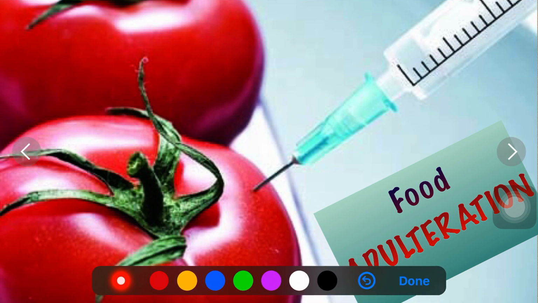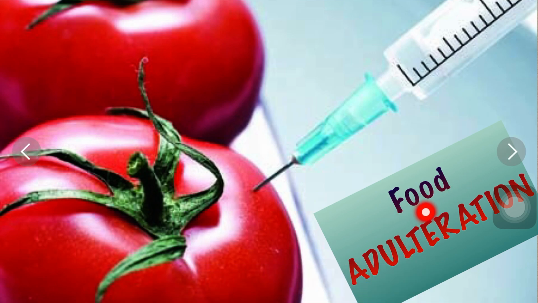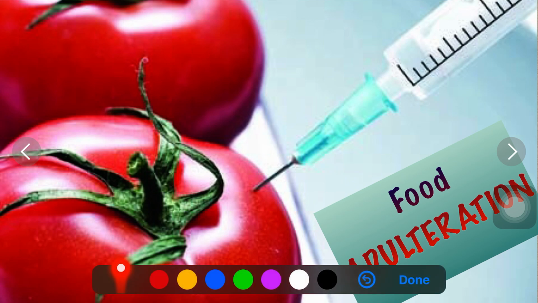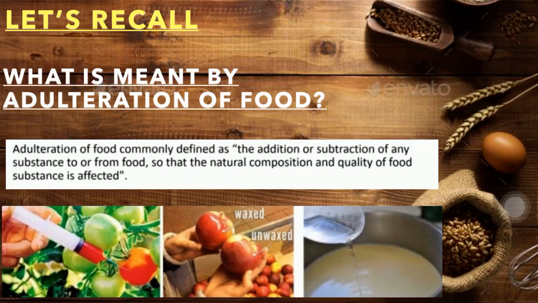Now student, let us begin with the next topic, that is food adulteration. So students, let's recall some questions. What is meant by the adulteration of food, student? Think. Yes, adulteration of food is commonly defined as the addition or subtraction of any substance to or from food, so that the natural composition and quality of the substance is affected.